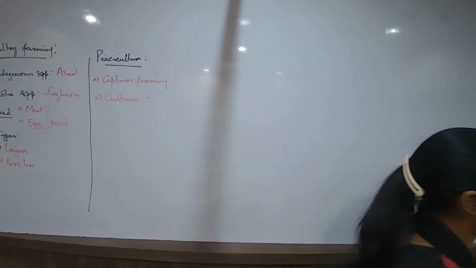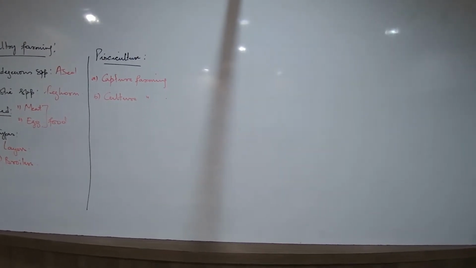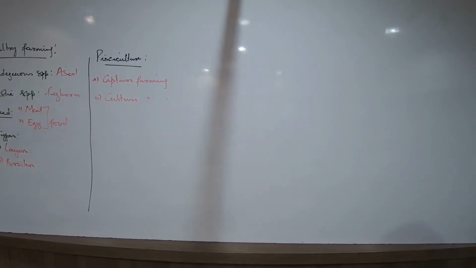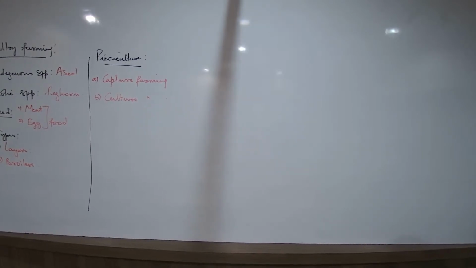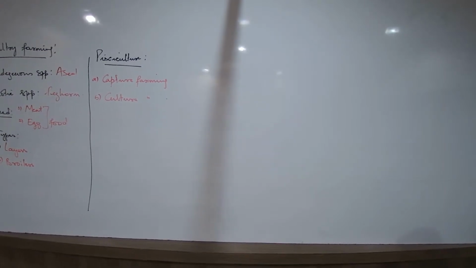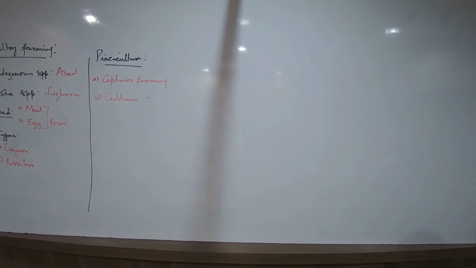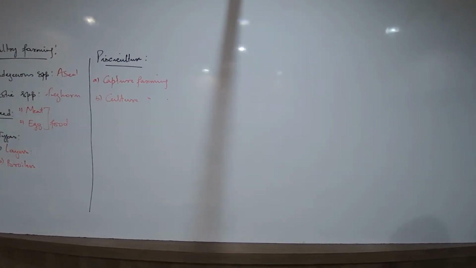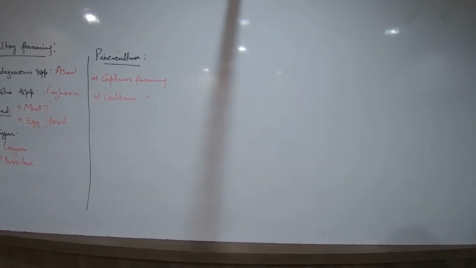Capture farming, culture farming. So what are the two differences? All of you should remember the basic differences. Capture farming. See the first one to write. Capture farming: the process of breeding and caring of fishes in their own natural habitats, such as river, ocean, sea, etc., is known as capture farming.